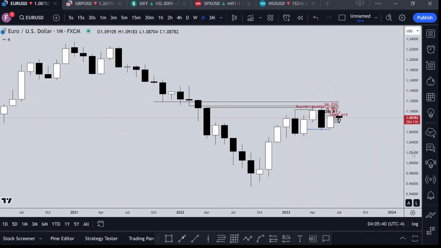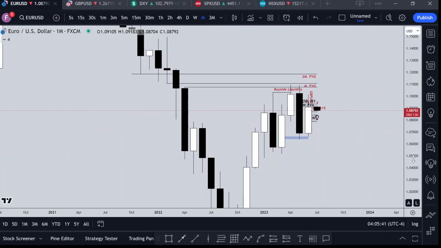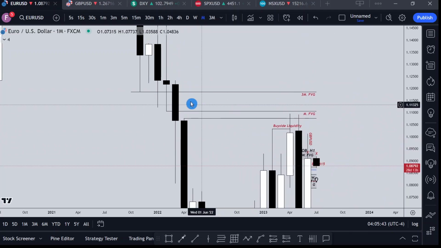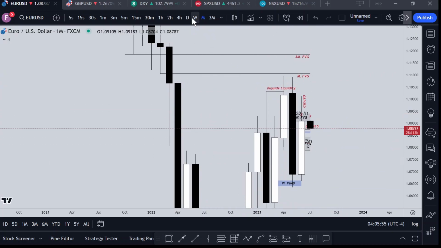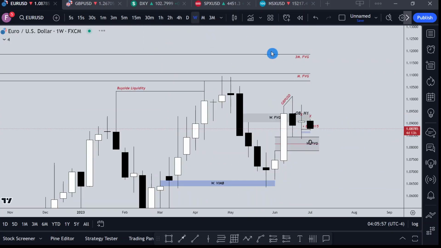Let's go to the monthly time frame. It's very clear that the monthly time frame has also traded into this monthly fair value gap. This candle's high to this candle's low, that's a monthly fair value gap. Price has traded into it, it has rejected. Let's check our weekly time frame.